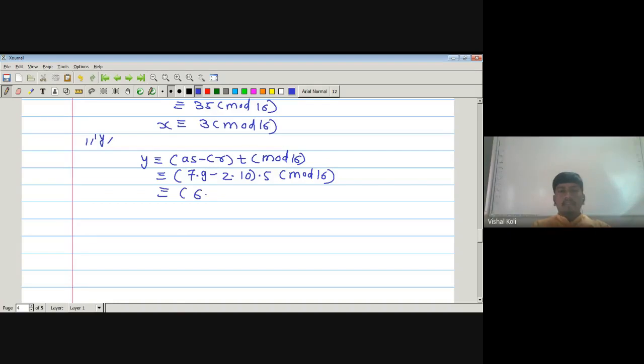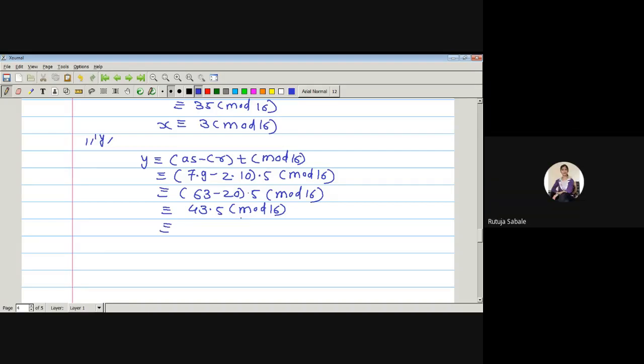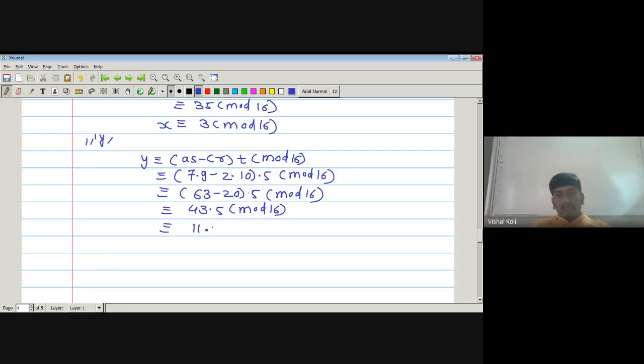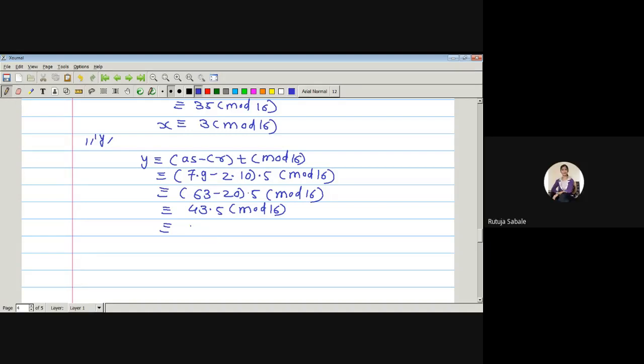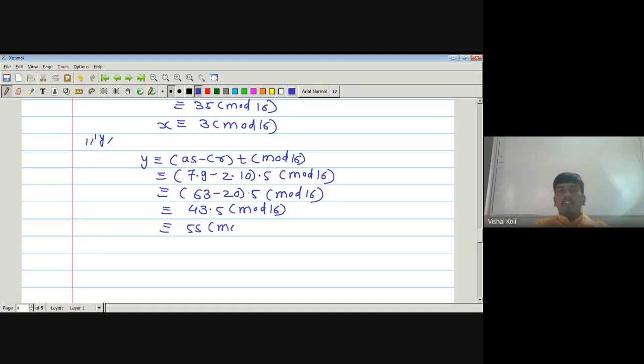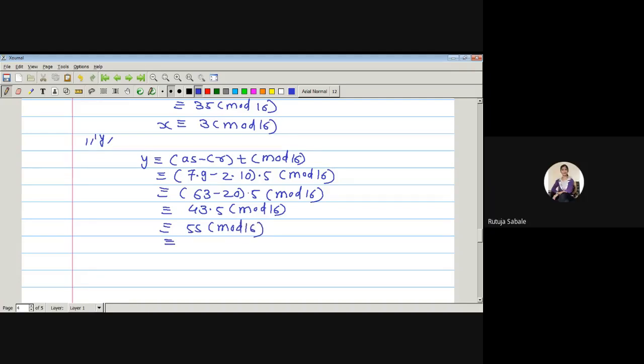63 minus 2 into 10, 20 into 5 modulo 60, which is nothing but 43 into 5 modulo 60. What should be the value of 43 over modulo 60? 11. 11 into 5 will be 55. And 55 over modulo 60? 48. 55 minus 48? 7. 7 modulo 60.